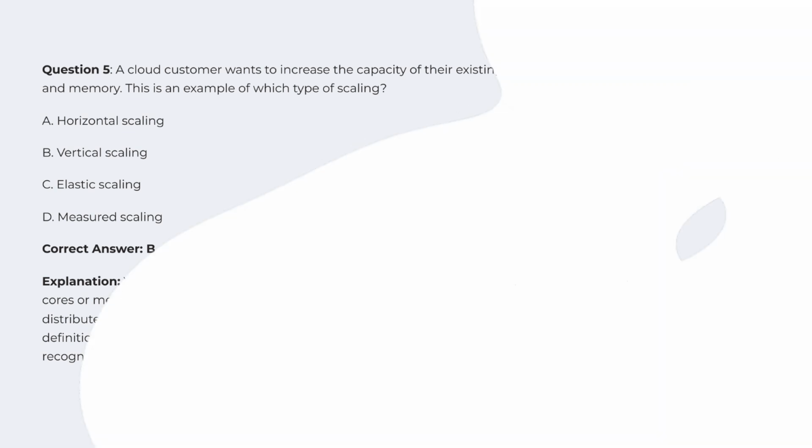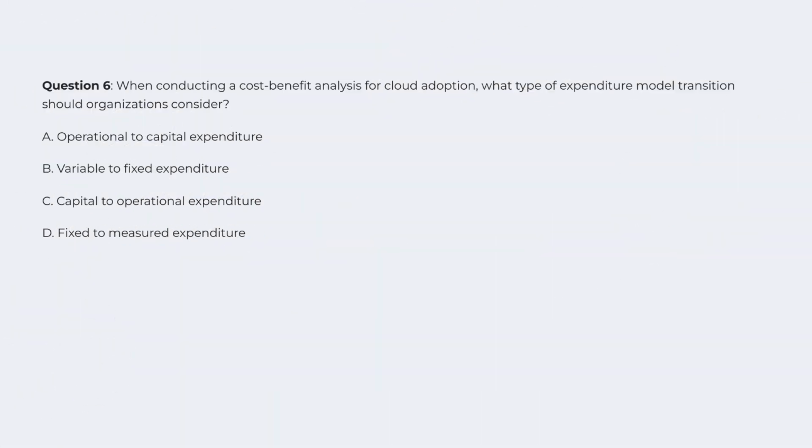Question 6. When conducting a cost-benefit analysis for cloud adoption, what type of expenditure model transition should organizations consider? A. Operational to capital expenditure. B. Variable to fixed expenditure. C. Capital to operational expenditure. D. Fixed to measured expenditure.